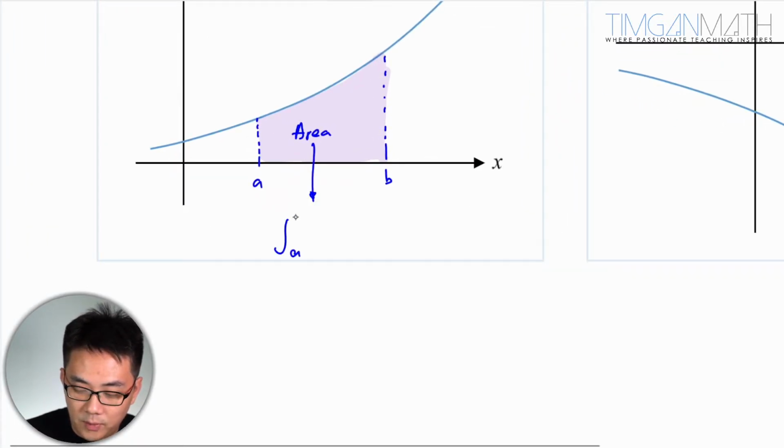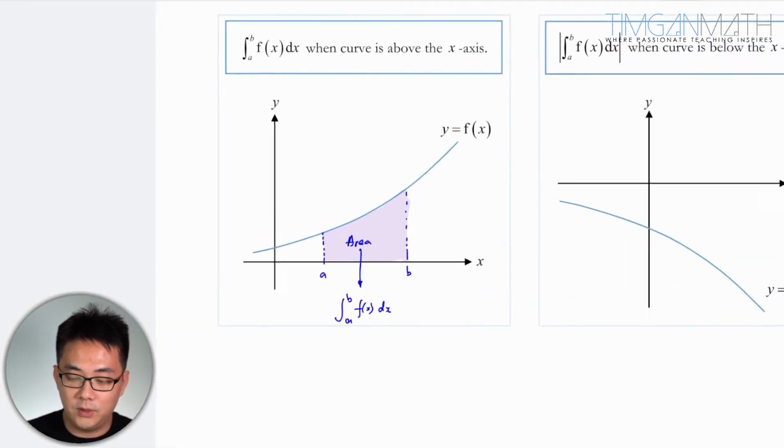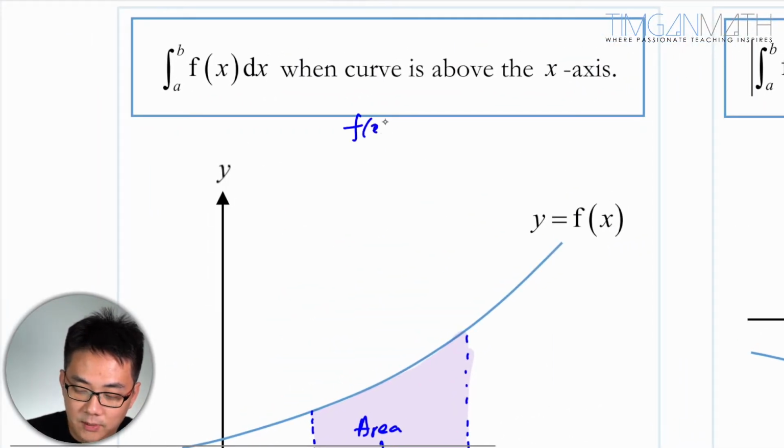integration from A to B. Now remember, when I say A to B, it means you start from A to B, and this is f(x) dx. It's a definite integral from A to B, right? So this area here is generally when f(x) is bigger than or equal to 0.